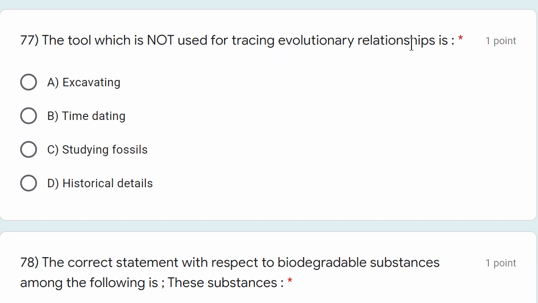Which tool is not used for tracing evolutionary relationship? Now, excavation is used because excavation and studying fossils are kind of related, because you get fossils by excavating, and you use time dating also to find out how old they were and stuff. You don't really use historical details. I mean, you don't really use somebody who has written a story to find out evolutionary relationship.